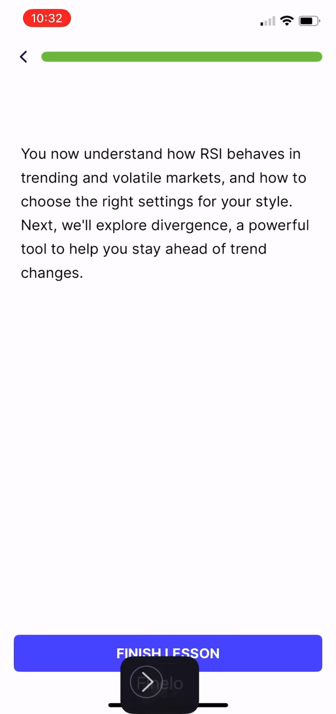You now understand how RSI behaves in trending and volatile markets, and how to choose the right settings for your style. Next, we'll explore divergence, a powerful tool to help you stay ahead of trend changes.